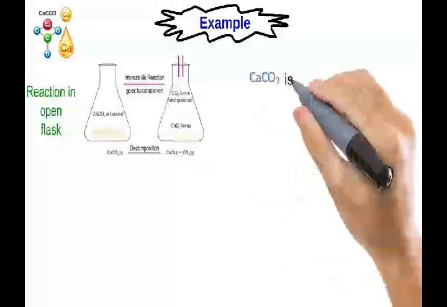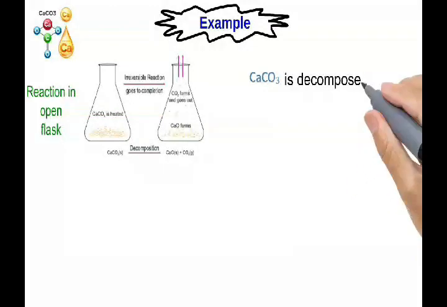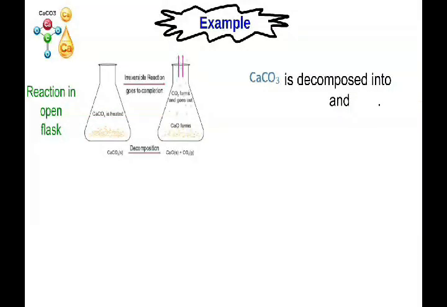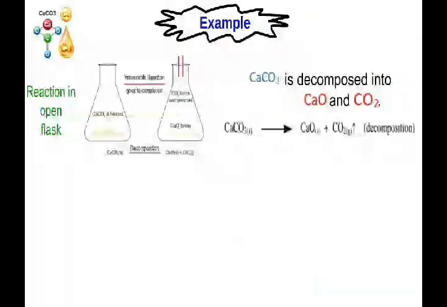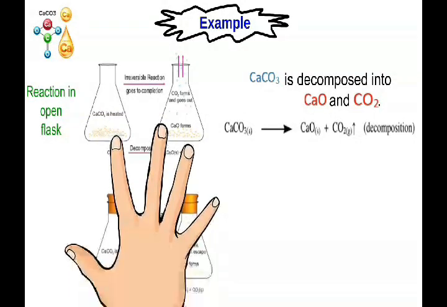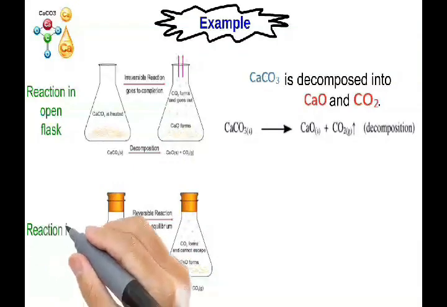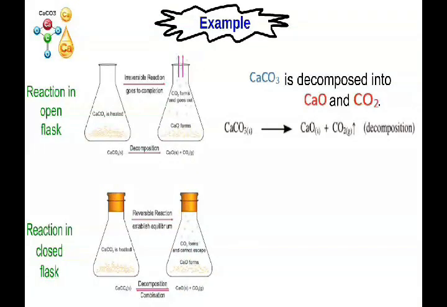Forward reaction or irreversible reaction takes place in this case, in which calcium carbonate is decomposed into calcium oxide and carbon dioxide. Here is the chemical equation for this reaction. Now we will see the second case in which the reaction takes place in a closed flask.